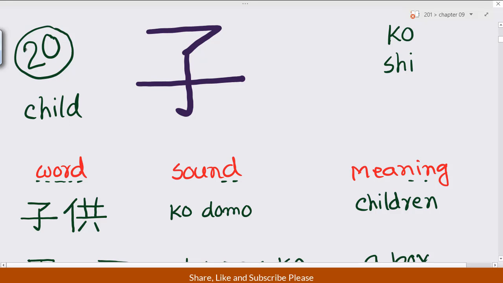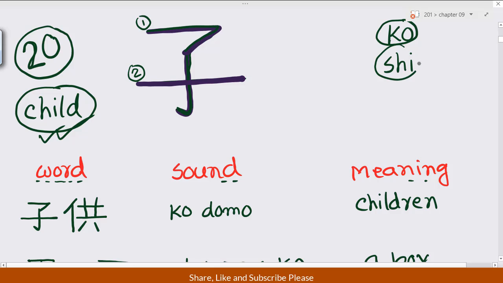20th kanji, number 20. The meaning of that kanji is child. Here is the first stroke of that kanji. Here is first again, and second, a longer horizontal one. So here is first and here is second. The sounds are like that: ko and shi, ko and shi.